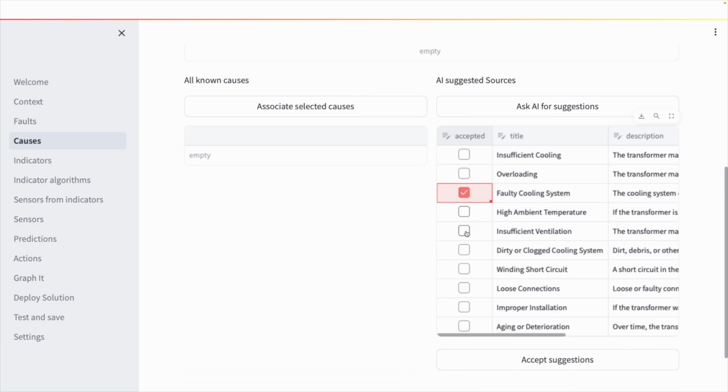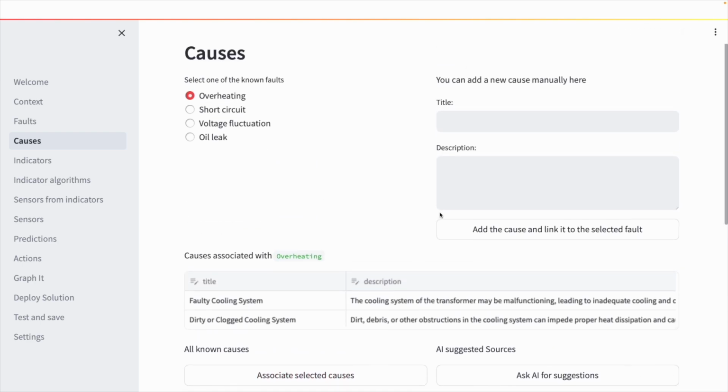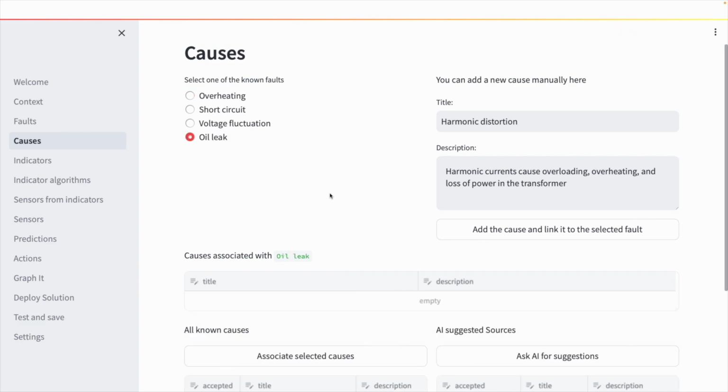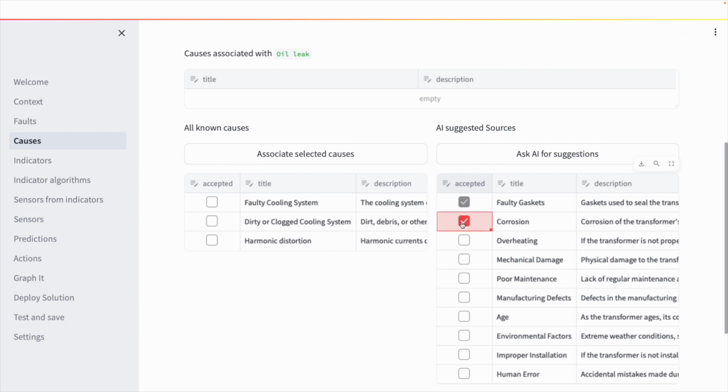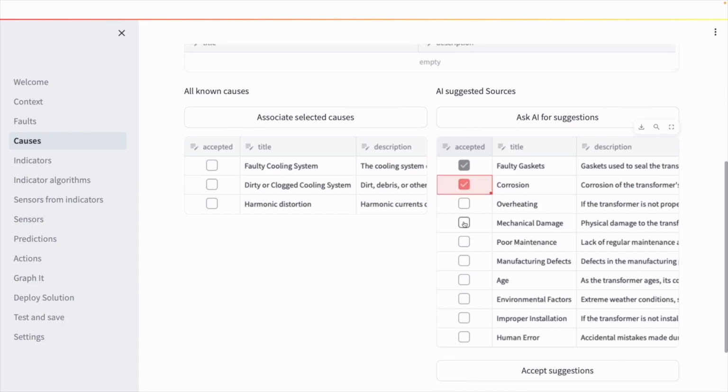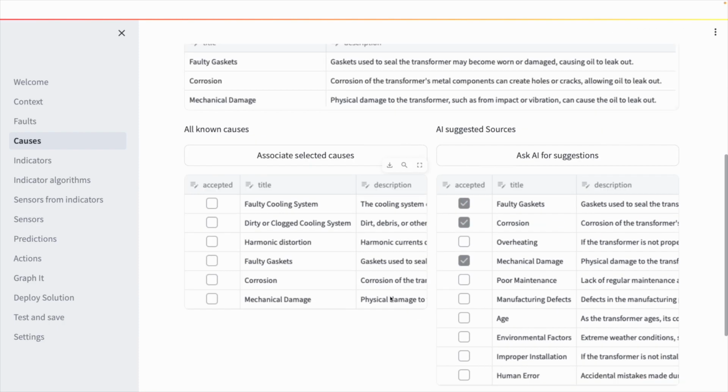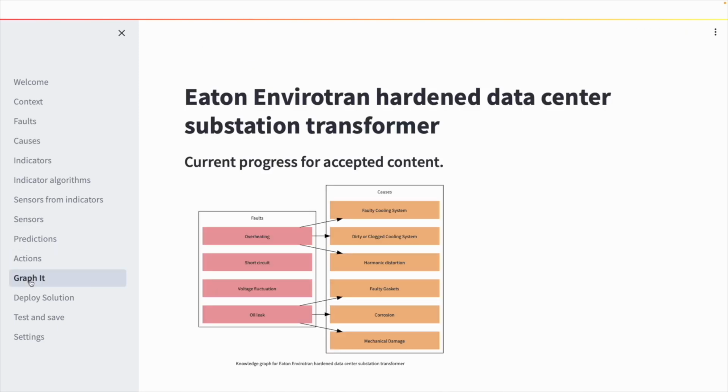In addition to the AI-suggested causes, of course, the user can also manually enter in causes such as harmonic distortion in this case, a true collaboration between the machine expert and their AI co-pilot. Let's add some causes related to the oil leak issue. We'll accept those, and we're ready to go. You can see the graph is starting to be built out.